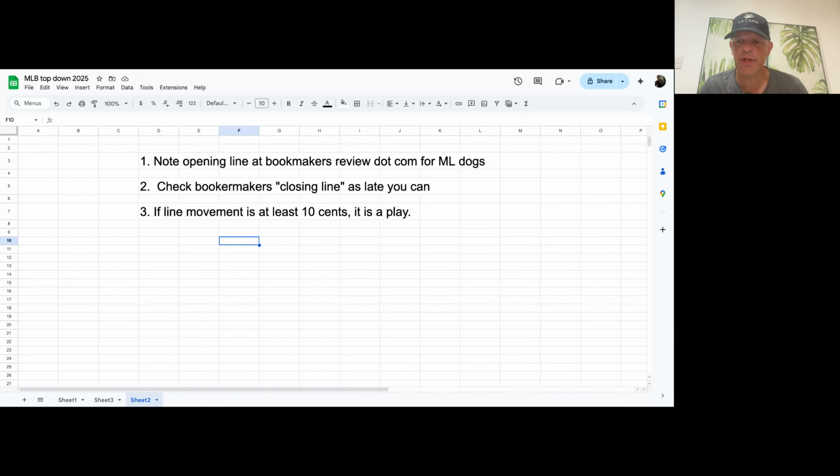So that's why it's important, if you're going to do this live, to wait as late as you possibly can. And of course, the trigger point: if the line movement is at least 10 cents, it is a play, right?